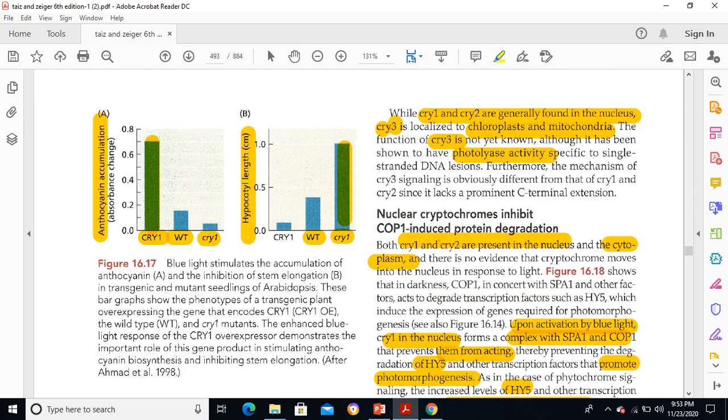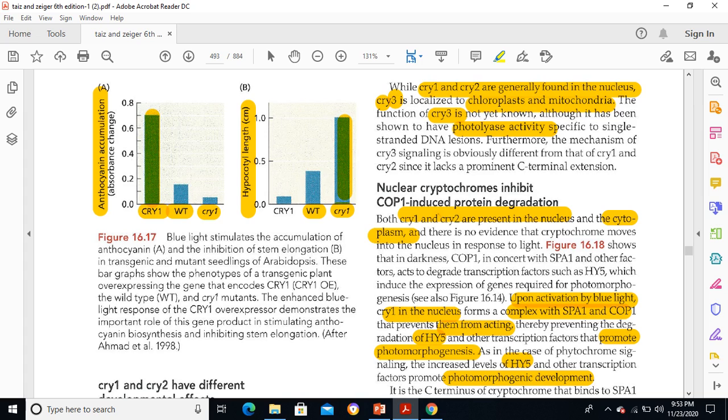See the textbook sentence: Cry1 and Cry2 are generally found in the nucleus and Cry3 is located in the chloroplast and mitochondria. The function of Cry3 is unknown. It has been proposed that it has photolyase activity.